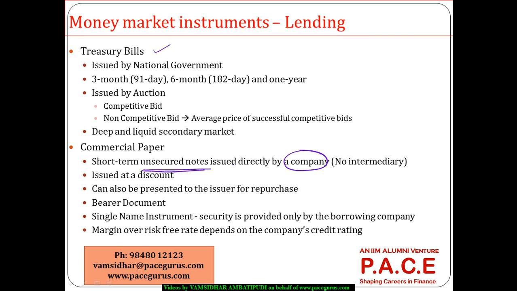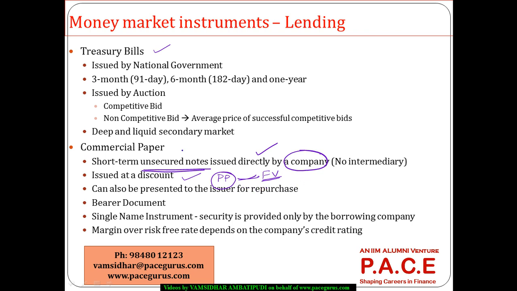It's an unsecured note, no collateral is kept against it, and the majority of the time it is directly issued. Very rarely does it go through an intermediary, but to a large extent it is issued directly by the company. And just like a treasury bill, it is issued at a discount, which means no explicit interest is offered. The face value is the amount paid on maturity, and the current purchase price tells you the return during this period.